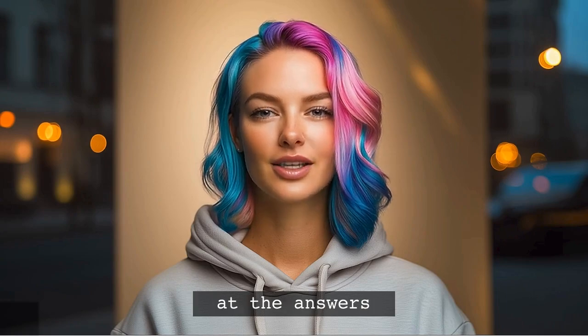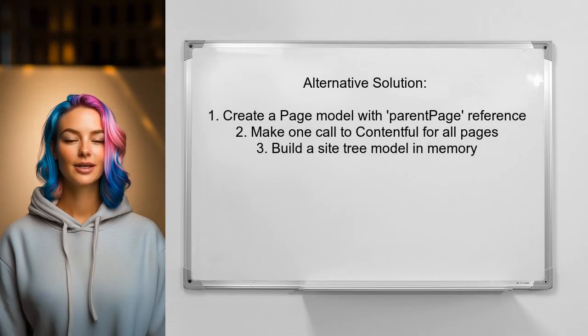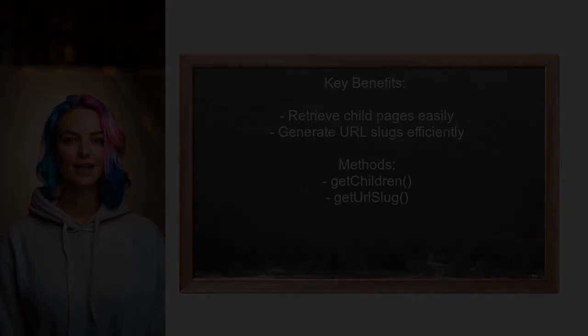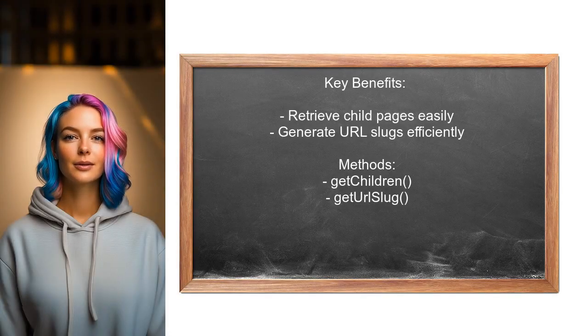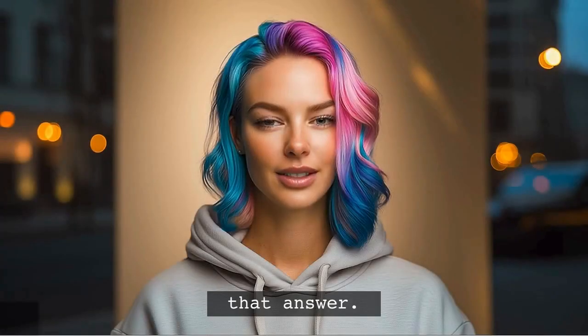Now let's look at the answers provided by other users. One user shares their solution to the hierarchical menu issue. They created a page model with a reference link called Parent Page. Their middleware makes a single call to Contentful to retrieve all pages and builds a site tree model in memory. From this in-memory model, they develop methods to easily retrieve child pages and generate URL slugs, simplifying the navigation structure. That's all on that answer.